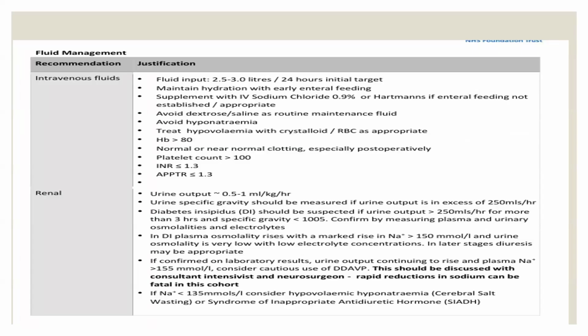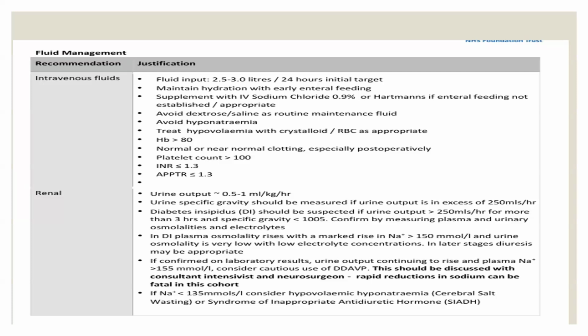Now, regarding intravenous fluid, a fluid input of 2.5 to 3 liters per 24 hours is the initial target. Maintain hydration with early enteral feed. Supplement with IV sodium chloride or Hartmann's if enteral feeding is not established. Avoid dextrose. Avoid hyponatremia. Treat hypovolemia with crystalloid and RBC. Maintain Hb of more than 8. Normal or near normal clotting. Platelet count should be more than 1 lakh. INR should be less than 1.3 and APTT ratio should be less than 1.